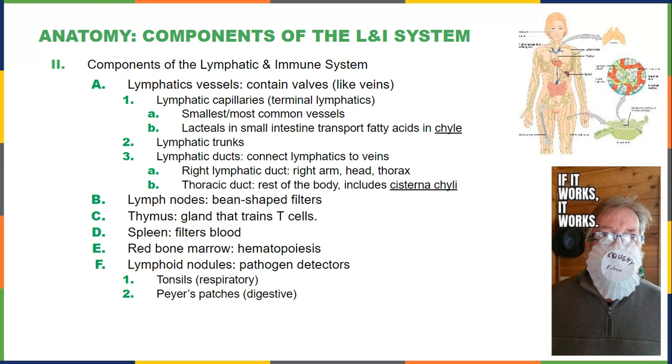And then we have these things called lymphoid nodules, of which there are a lot of different types, but the two main types to really know about are tonsils and these things called Peyer's patches. And basically, if you ever wanted to know what your tonsils do, their job is to detect pathogens that are coming in through your throat.